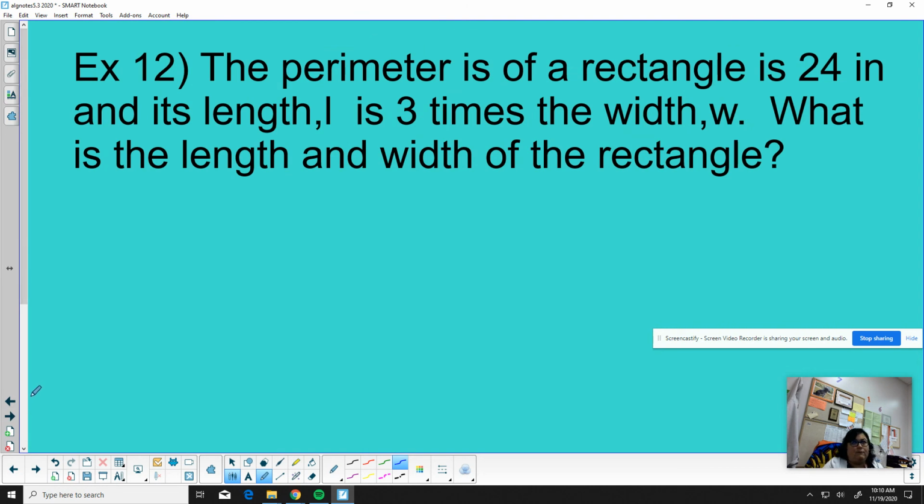All right, the perimeter of a rectangle is 24 inches. The length, L, is 3 times the width, W. What is the length and width of the rectangle? Okay, so perimeter. Perimeter's formula is P equals 2W plus 2L. And it says that the perimeter is 24. So in for P, I'm going to put 24.